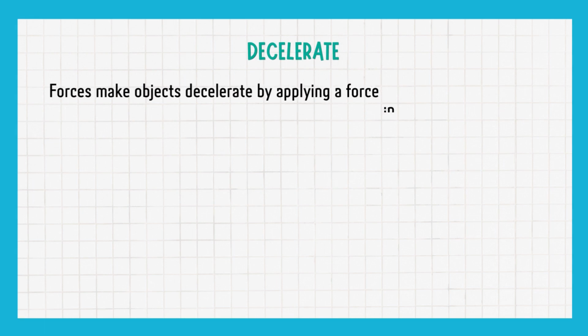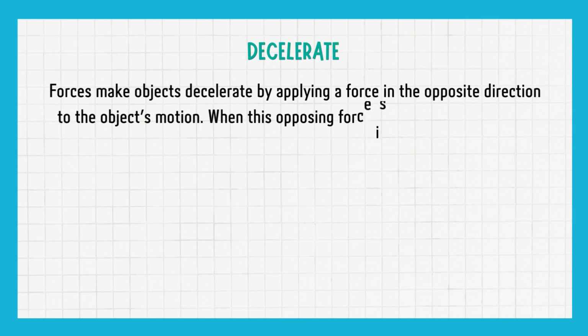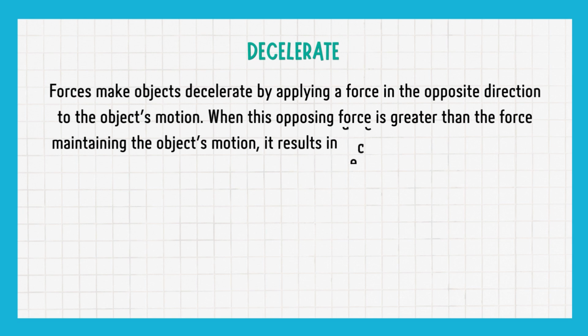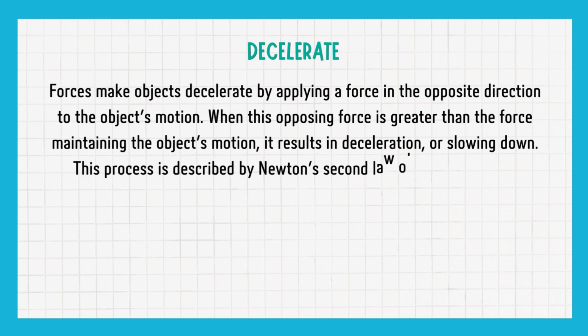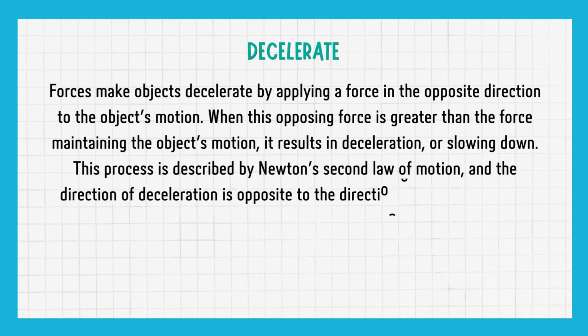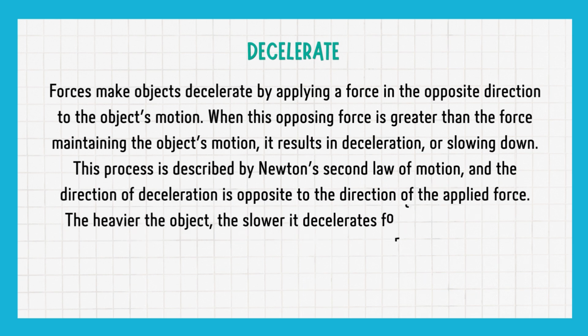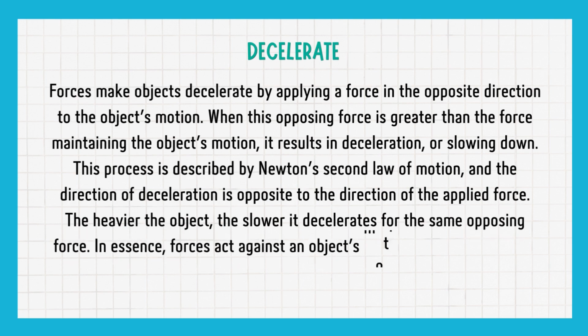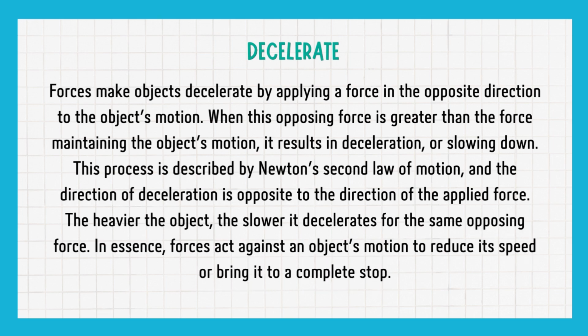Forces make objects decelerate by applying a force in the opposite direction to the object's motion. When this opposing force is greater than the force maintaining the object's motion, it results in deceleration or slowing down. This process is described by Newton's second law of motion, and the direction of deceleration is opposite to the direction of the applied force. The heavier the object, the slower it decelerates for the same opposing force. In a sense, forces act against an object's motion to reduce its speed or bring it to a complete stop.